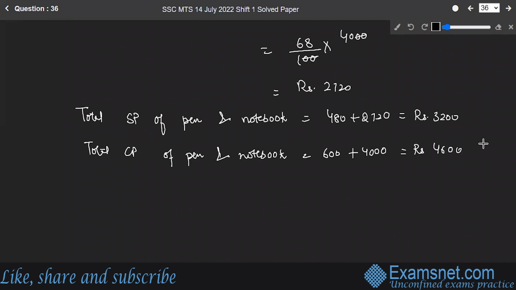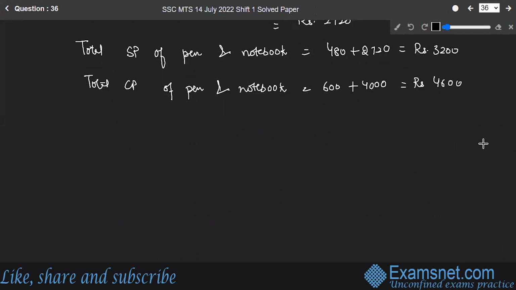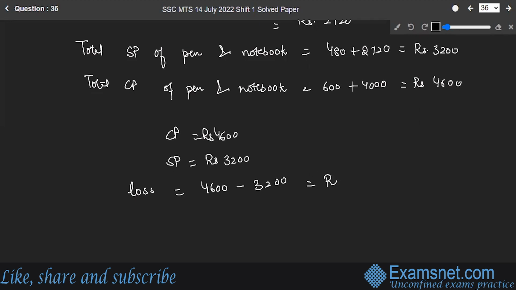You have to find out the net profit or loss. So the cost price is greater than selling price, right? Therefore, we are having over here, it's a loss of 1400, right? Let's find out the percentage.